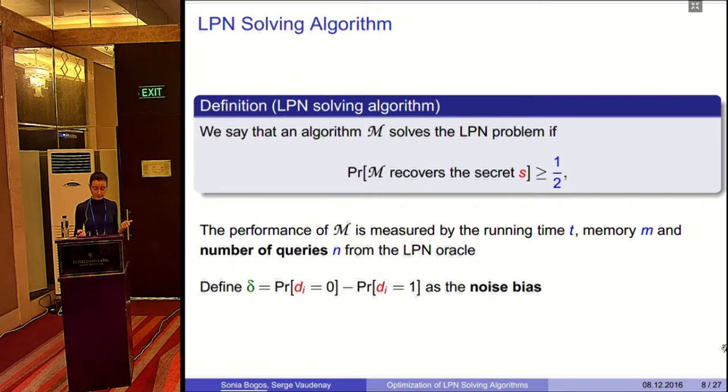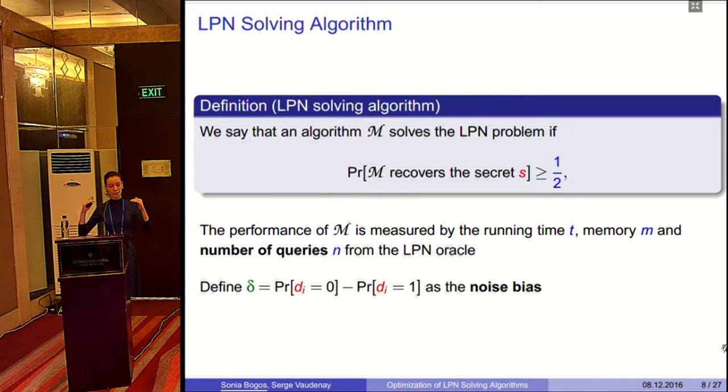Another aspect that is important when studying LPN solving algorithms is the noise bias. This is the difference between having no noise and having noise. If we have no noise, then the bias is -0, so it's very far from -1, so it's very far from zero, and our problem is very easy to solve. And if the noise is just a random bit, then this bias is zero, and the LPN problem is very difficult to solve.